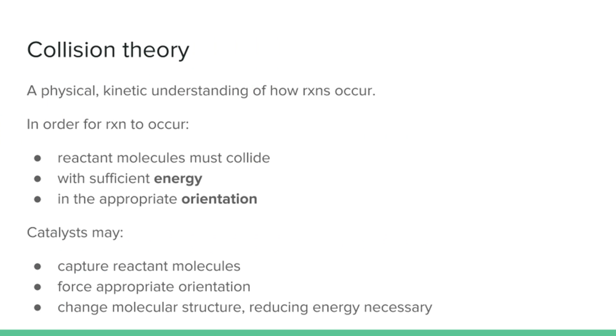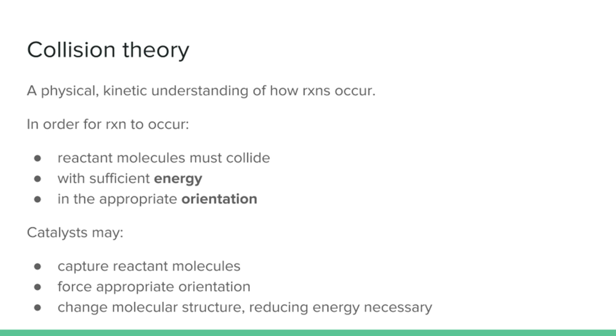Collision theory. This is a physical, kinetic explanation of reactions. Okay? So, for a reaction to occur, the reactant molecules must collide with sufficient energy and in the appropriate orientation. Okay? All three of those are vital. I'm hoping that they have to actually collide is obvious, and that the sufficient energy is also obvious. The orientation bit might not be obvious. That means that they need to be oriented correctly in space.